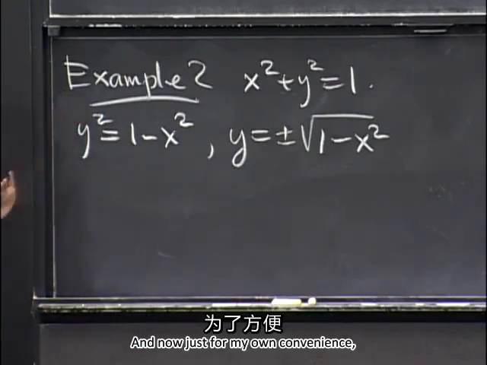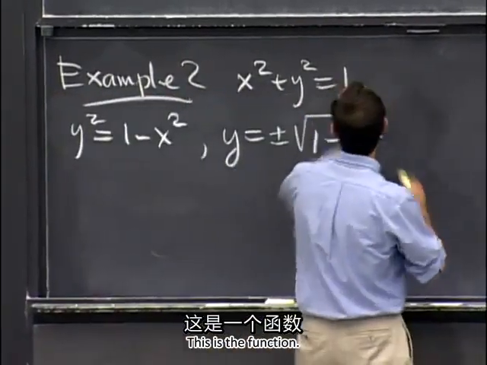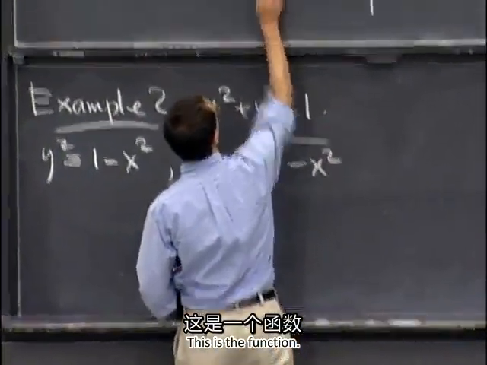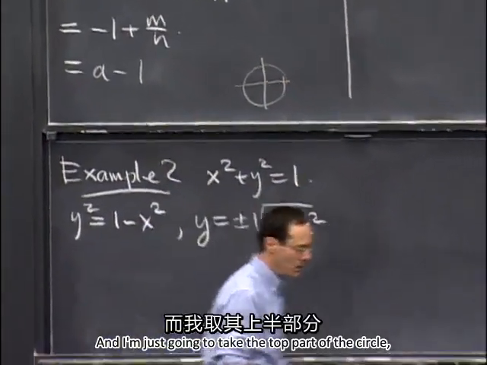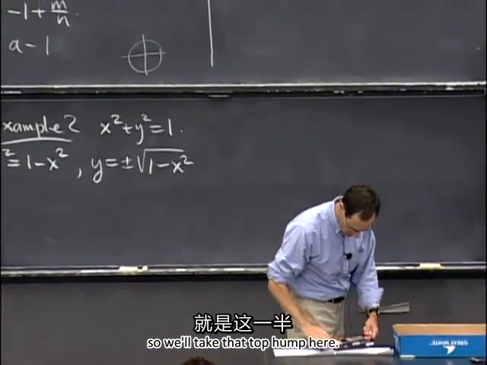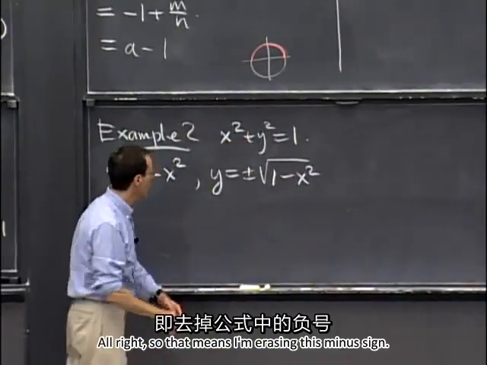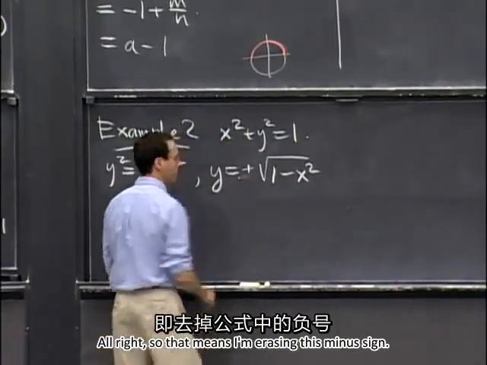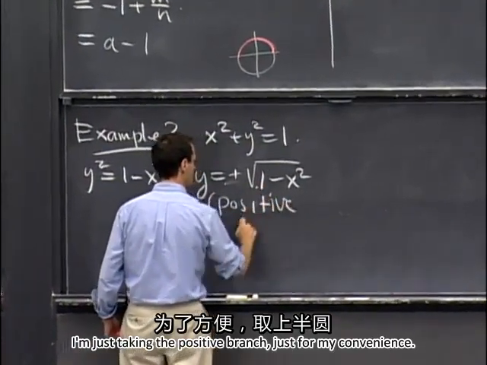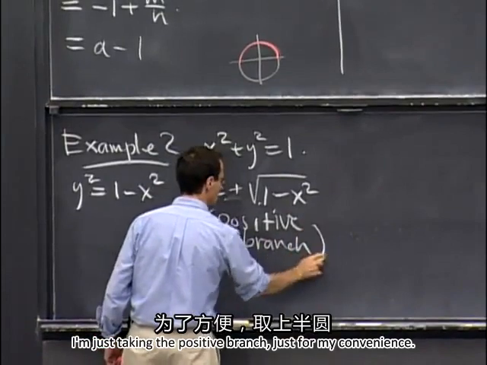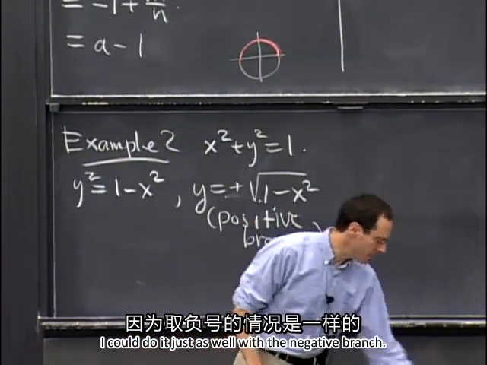And now, just for my own convenience, I'm going to take the positive branch, right? This is the function. Let's just draw it right above here. It's really a circle in disguise, and I'm just going to take the top part of the circle. So we'll take that top hump here. All right, so that means I'm erasing this minus sign. I'm just taking the positive branch, just for my convenience. I could do it just as well with the negative branch.